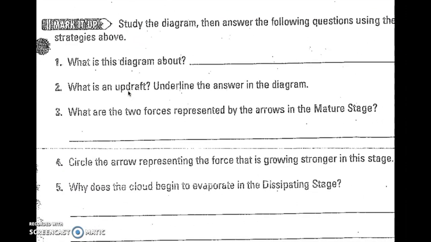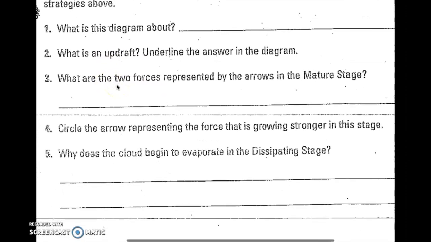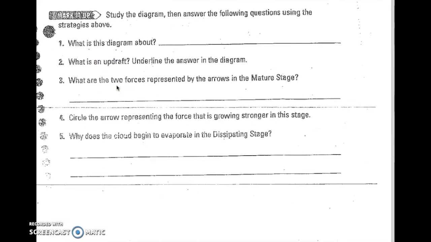So these are the questions that we will look at while we look at the diagram. These are important questions. What is the diagram about? What is an updraft? What are two forces represented by the arrows in the mature stage? Circle the arrows representing the force that is growing stronger in this stage. Why does the cloud begin to evaporate in the dissipating stage?